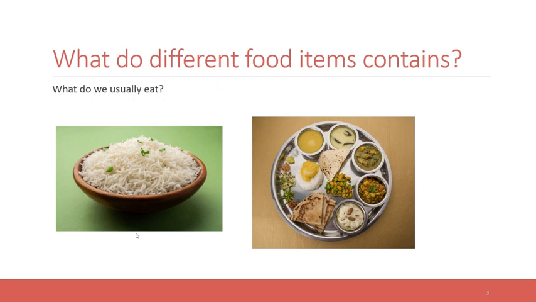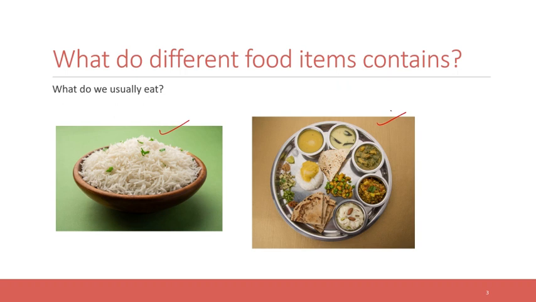Now, before starting, please let me know, what do you usually eat? Tell me, normally, what exactly do you eat? You can see the two pictures right in front of you. Let me know, which one of these pictures do you usually eat? Either you eat only rice, or you eat rice, some chapati, some lentils, and some vegetables. Tell me.